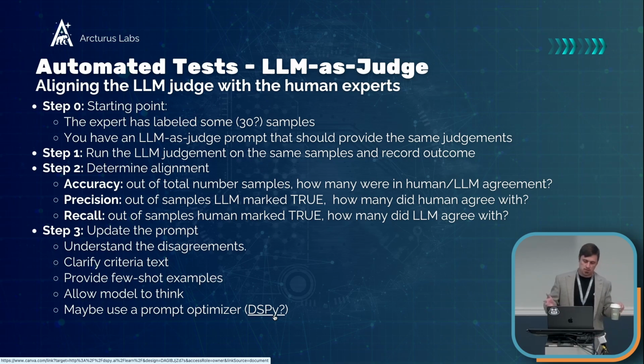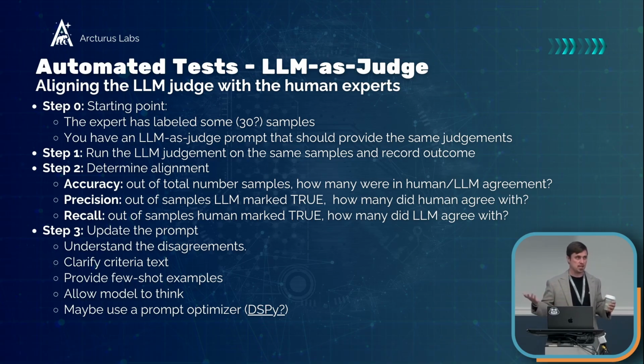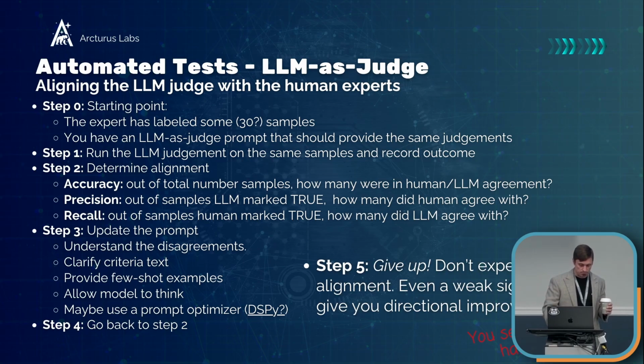And next, based on that, you say, okay, that was good enough, that was not good enough. If you can have a human, this is kind of work intensive, look at the examples and where they broke down, then you can understand the disagreements, clarify the prompt from the last slide, and add some more few-shot examples to keep it on the right path. And there's even DSPy, which is a prompt optimizer. So there are techniques out there that can automatically make this align as well with a human as possible. Go back to step 2, do this a few times, and then the most important step: give up.